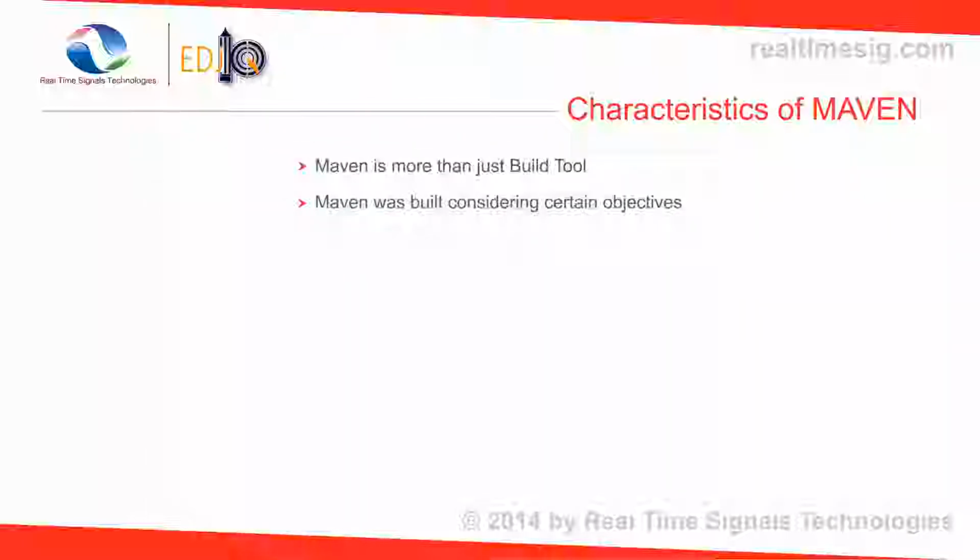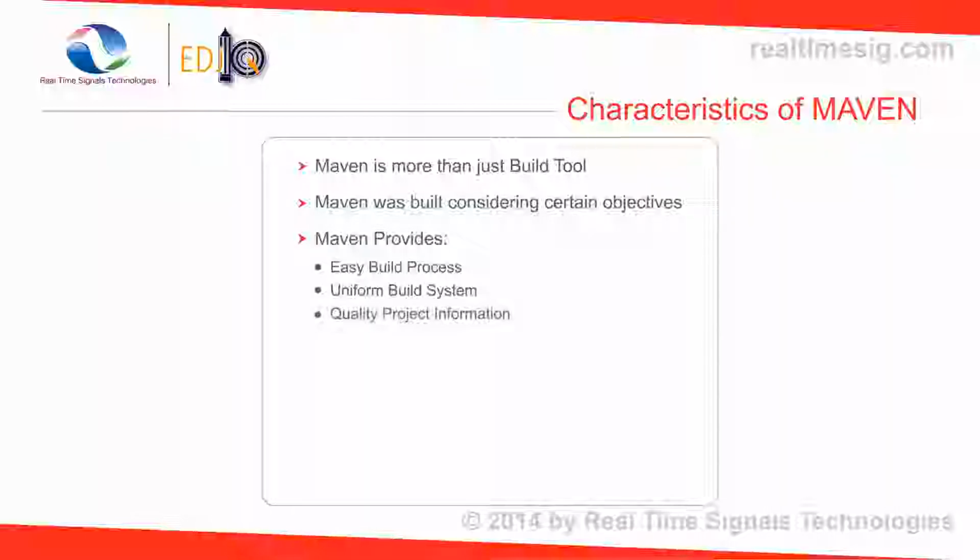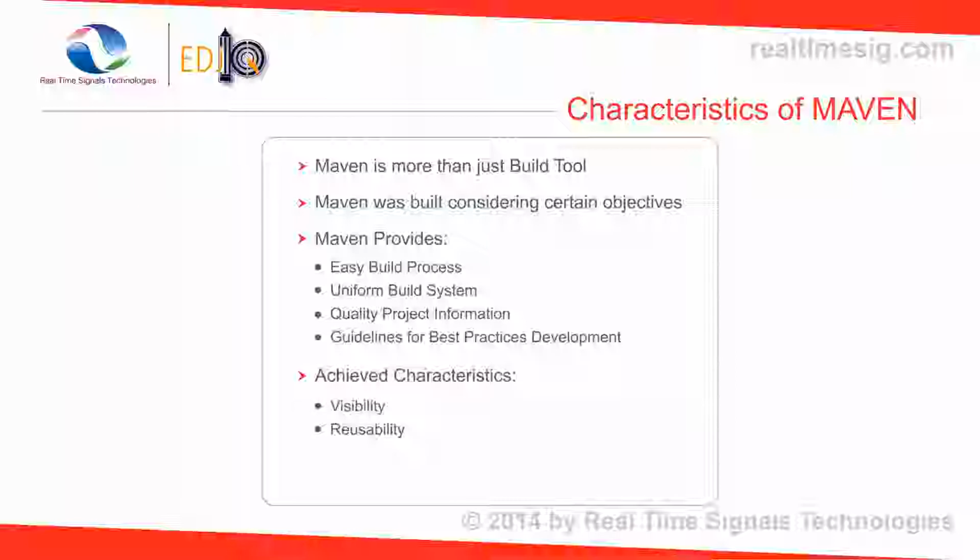Maven was built considering certain objectives. Maven provides an easy build process, uniform build system, quality project information, guidelines for best practices development, achieved characteristics, visibility, reusability, maintainability, comprehensibility, accumulator of knowledge.